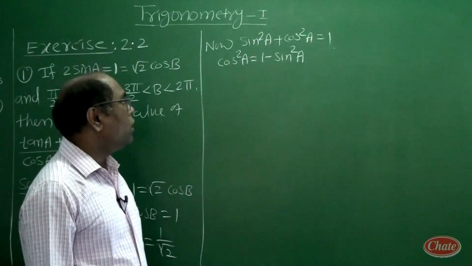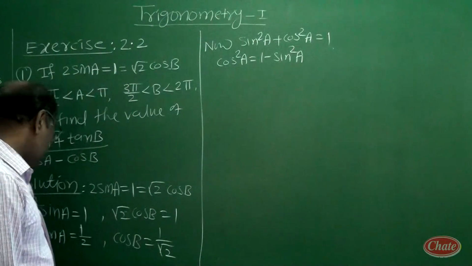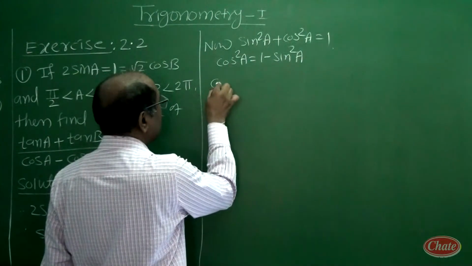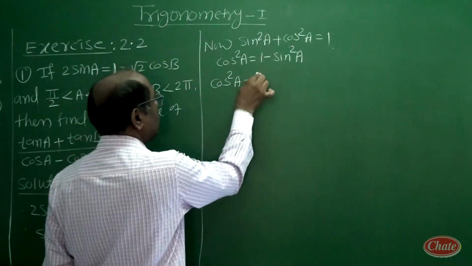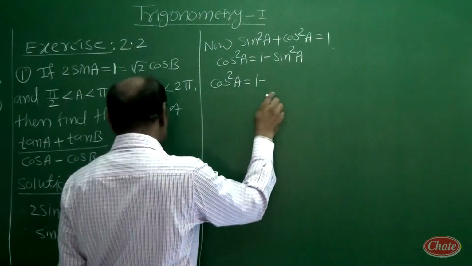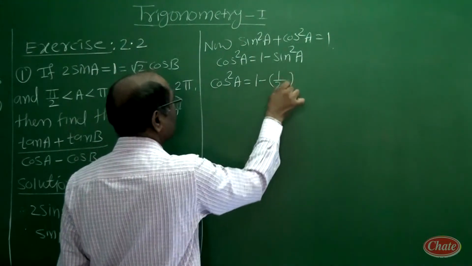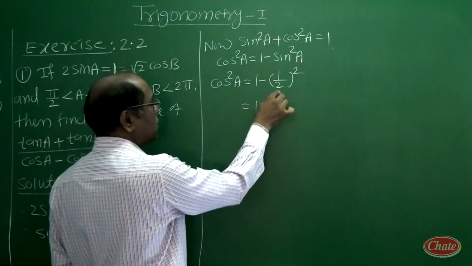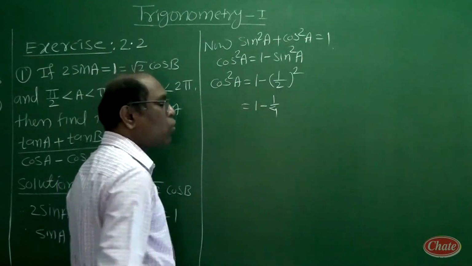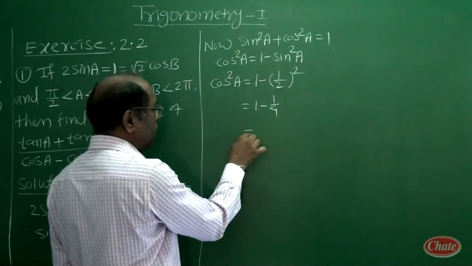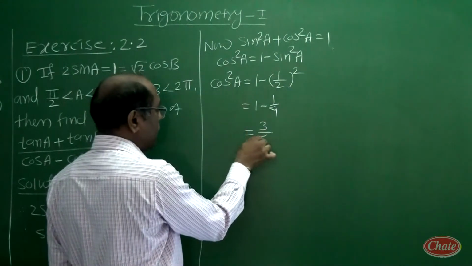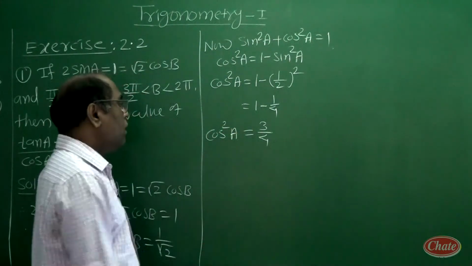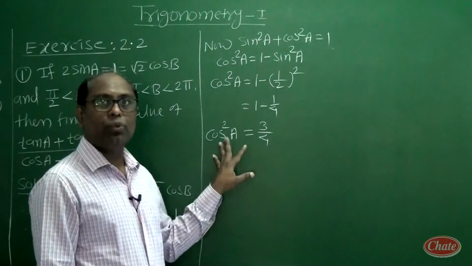Now here we have to put the value of sin A. What is the value of sin A? Sin A equal to 1 by 2. So therefore cos square A is equal to 1 minus (1 by 2) square, that is 1 minus 1 by 4. Now if we take the cross multiplication here, we get 3 by 4 as the value of cos square A.